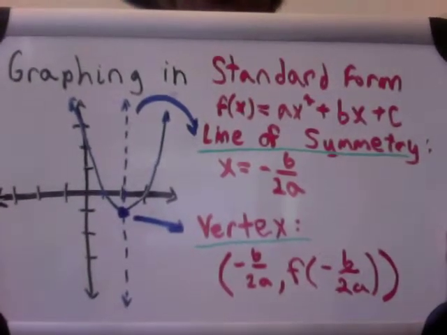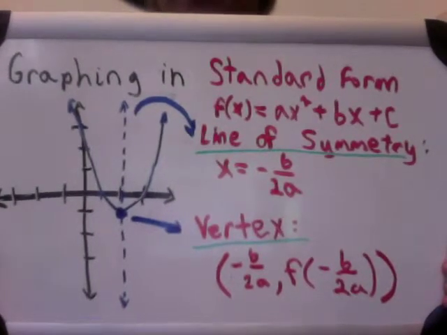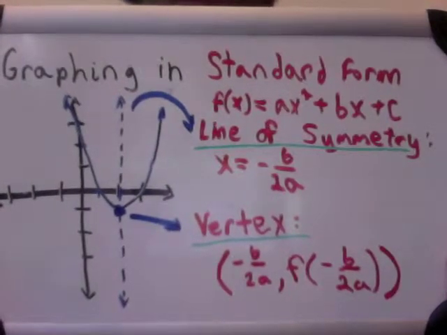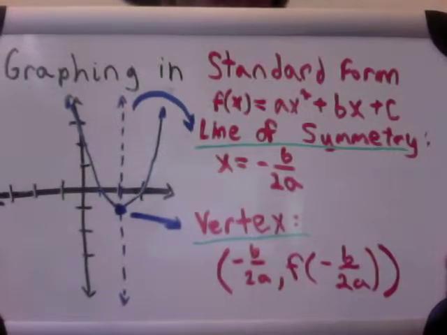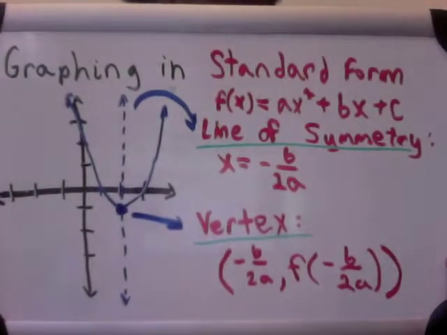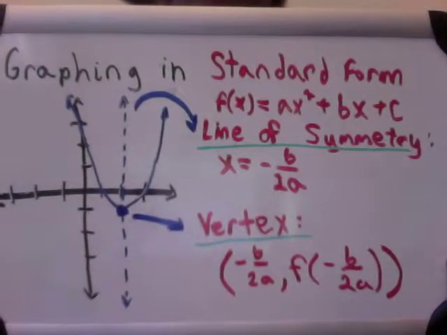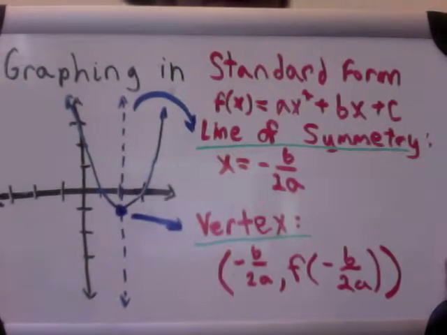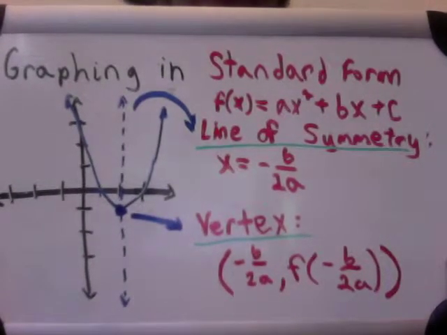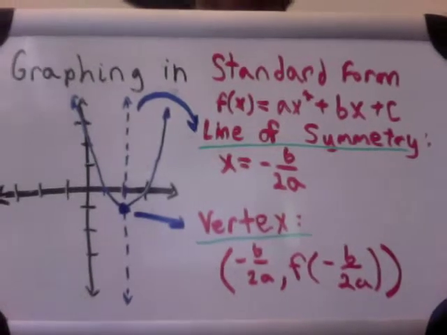In addition to the line of symmetry, we can find the vertex very easily. Once we have found the line of symmetry, negative b over 2a, we can put that value back into the function f of x and get the y value for the vertex. And the vertex, as you can see, is the point in the middle of the parabola on the line of symmetry, and it's either at the top or the bottom of the graph of the parabola.